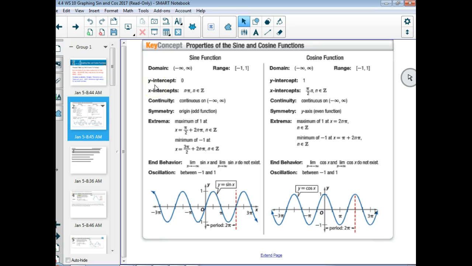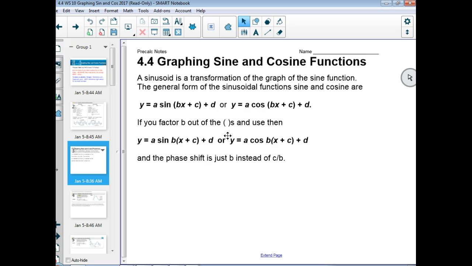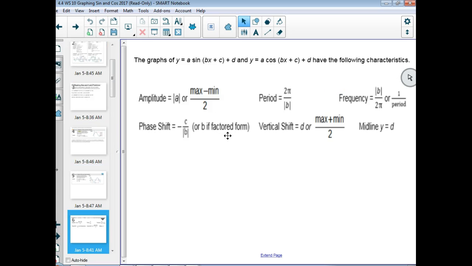So on your salmon colored sheet, I think you have some variation of these properties that you get to utilize anytime you're graphing for me on a test. But on your notes, let me know if it's different, but I feel like you have this on your notes somewhere. Yes. Oh, cool. Okay.